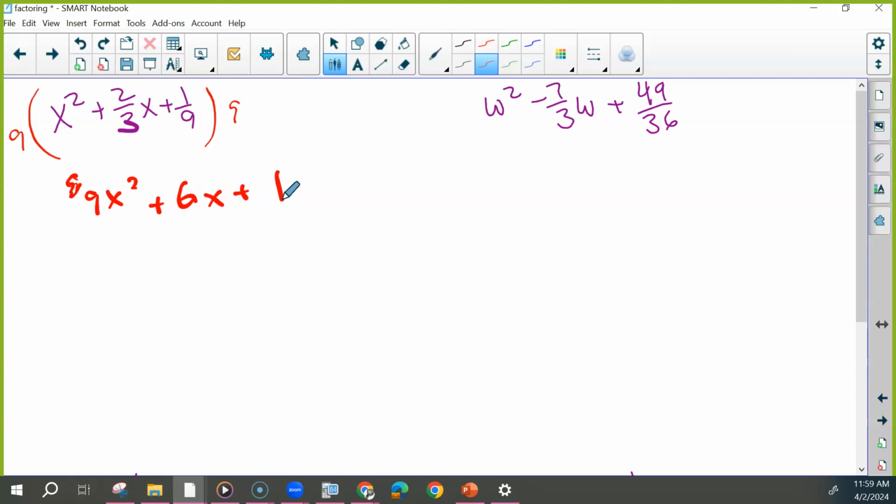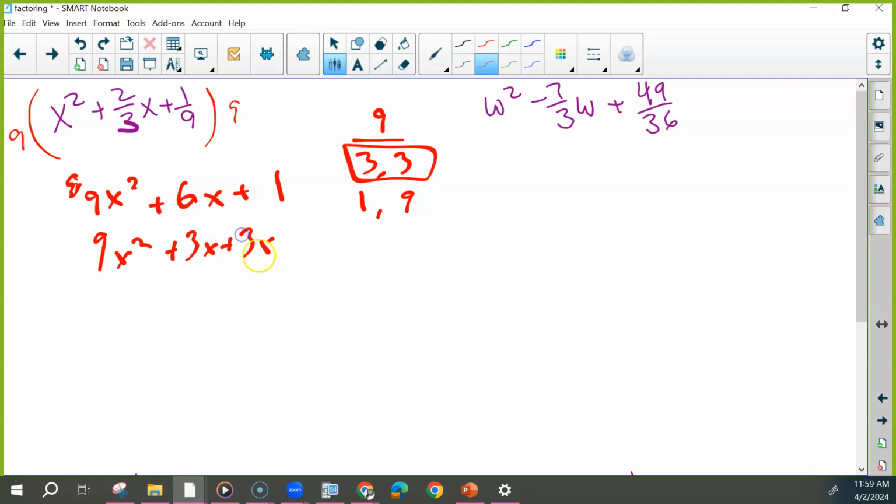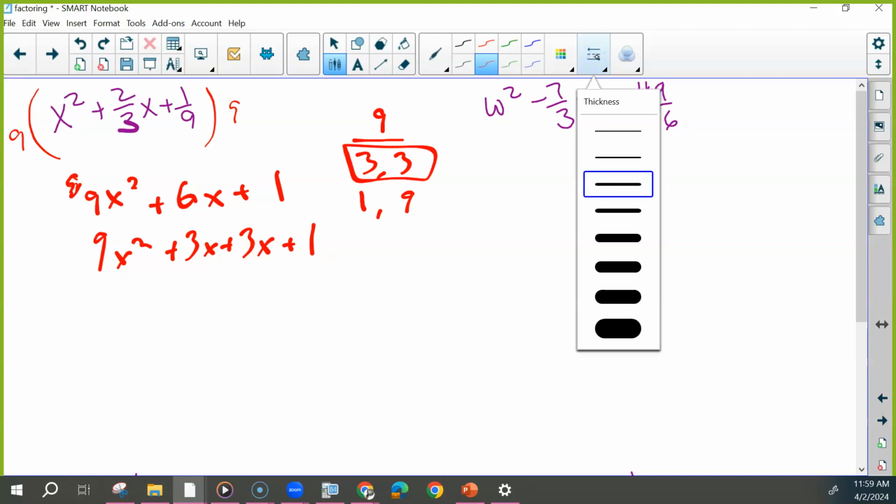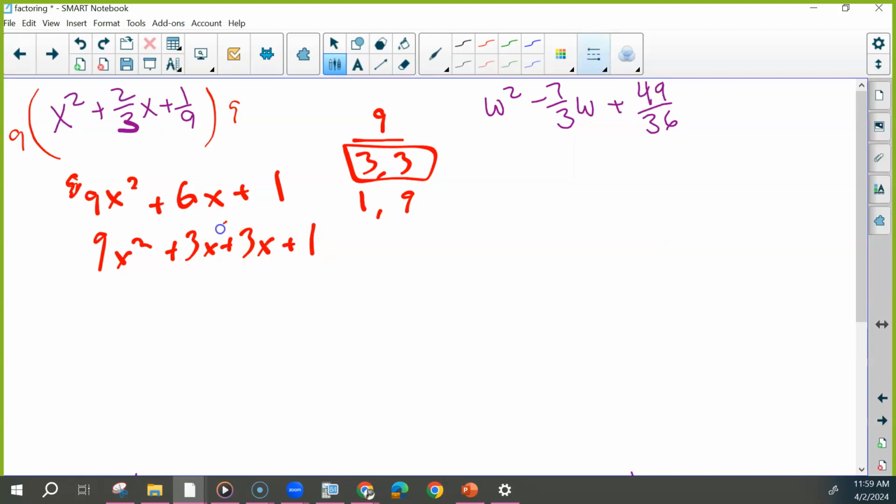So 9 times 1 would be 9. Factors of 9: 3 and 3, 1 and 9. Of those, which ones would add to be 6? 3 and 3. So we'd have 9x squared plus 3x plus 3x again plus 1. Split that down the middle. What would those first two have in common? 3x.